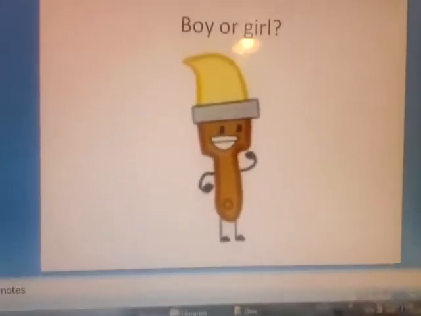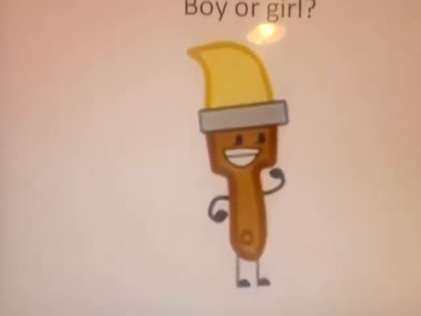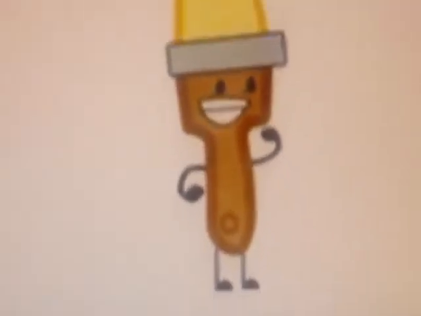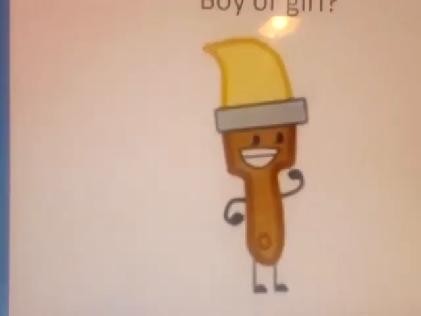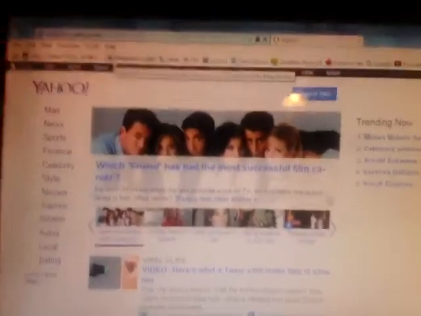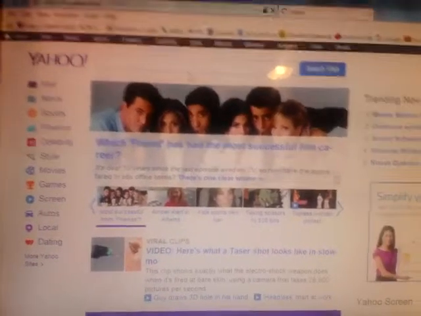The first one is nobody actually knows whether Paintbrush is a boy or a girl. Now, the more common theory that I've heard is that Paintbrush is a girl. So we're actually gonna start by looking up some theories, and then I want you guys to help make our own. This is just the first thing that we're doing. So stay tuned for the rest of the talk.